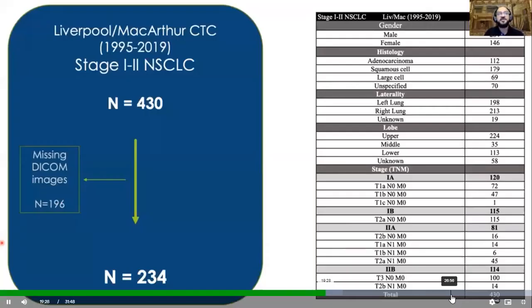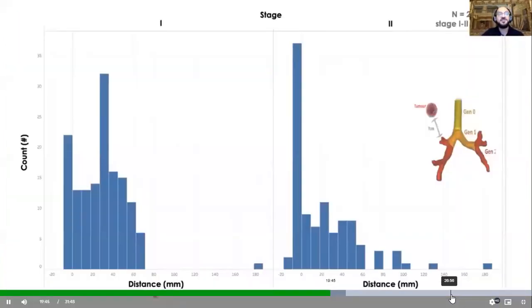And so this is the data set that we used. We had a total of 430 patients. Unfortunately, about 196 of them were missing the DICOM images, which we needed to run our algorithm. And so we ended up with only 234 patients. This is the distribution of the distances between the tumor and the bronchus for all these patients.